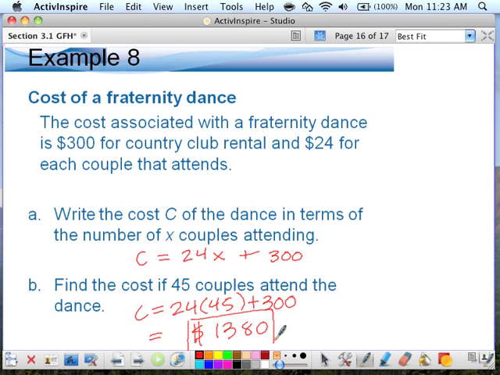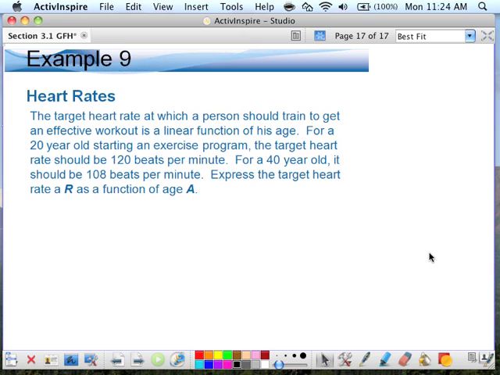So that wraps up example 8, and we have one more example to get through, and we will be finished for section 3.1. The target heart rate at which a person should train to get an effective workout is a linear function of his age. So we know it's linear, and it depends on the age. For a 20-year-old starting an exercise program, the target heart rate should be 120 beats per minute. For a 40-year-old, the target heart rate should be 108 beats per minute.